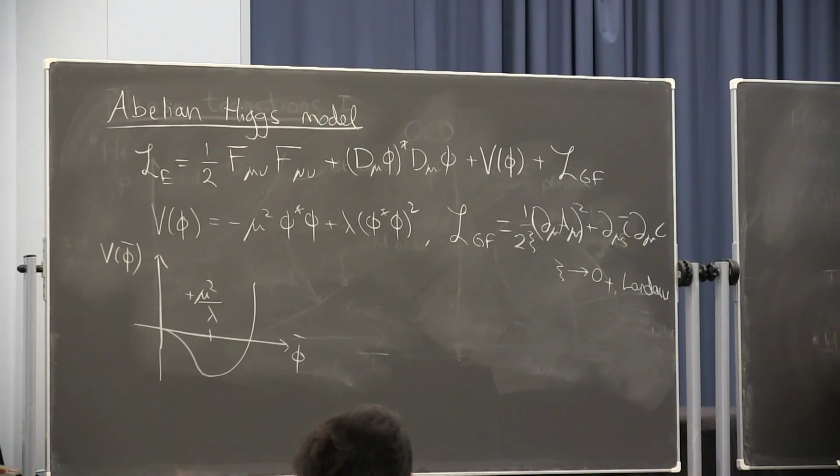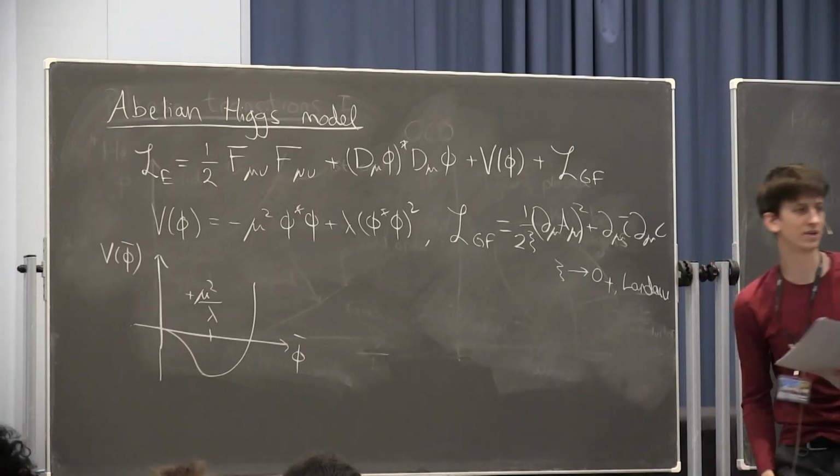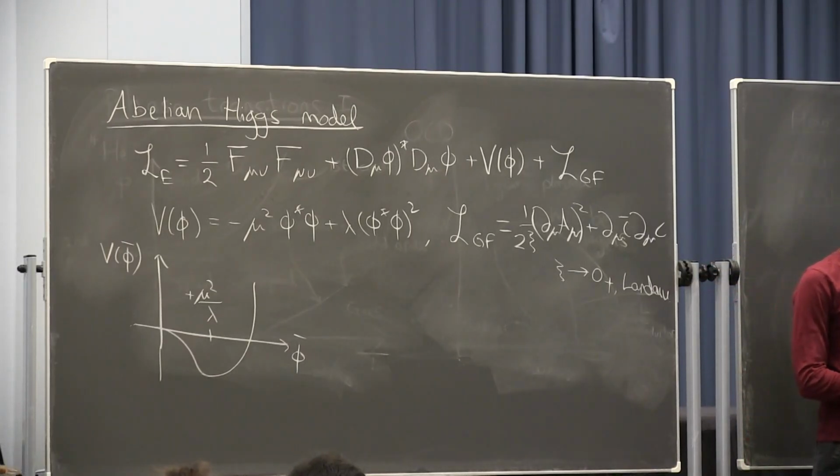At non-zero temperature, we need to include the effect of thermal fluctuations or of entropy. And so we instead consider the effective potential.